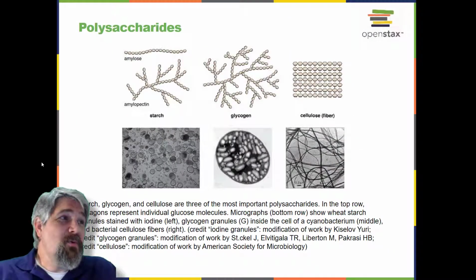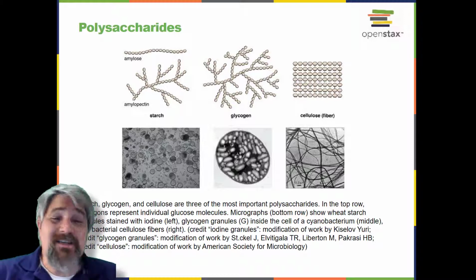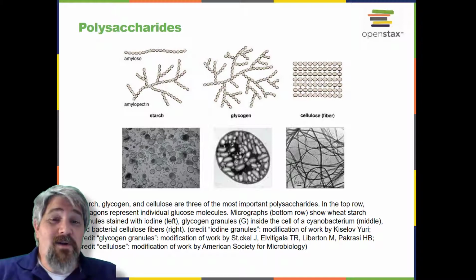Okay, so back to polysaccharides. Polysaccharides, also called glycans, are large polymers composed of hundreds of monosaccharide monomers. Unlike mono and disaccharides, polysaccharides are not sweet, and in general, they are not soluble in water. Like disaccharides, the monomeric units of polysaccharides are linked together by glycosidic bonds. Polysaccharides are very diverse in their structure.